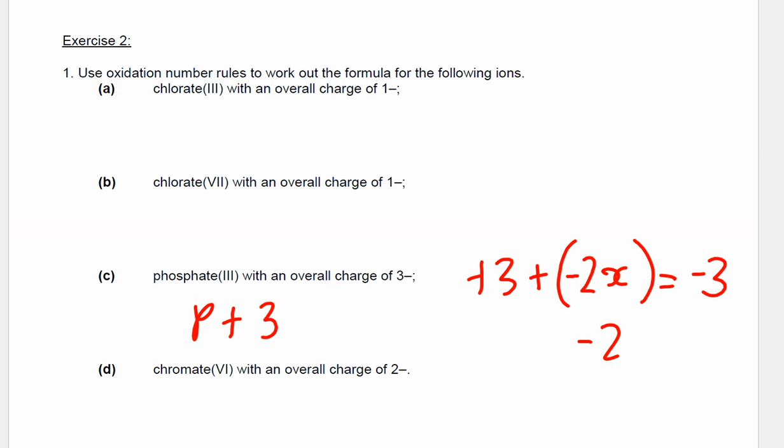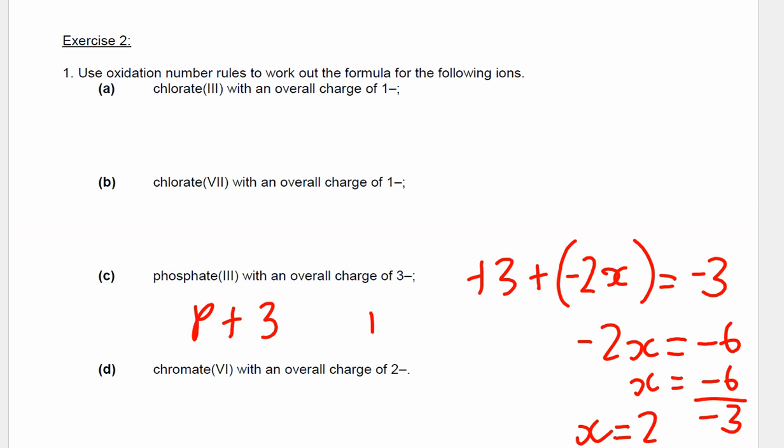So if I simplify that, -2x is going to be equal to -6. X will be -6 divided by -3. X will be equal to 2. So it's going to be PO2 3 minus. Sorry, minus 6 divided by minus 2. Done that entirely wrong. Minus 6 divided by minus 2. X will be equal to 3. Always worthwhile checking your answer. So it should be PO3, 3 minus. Sorry about that.